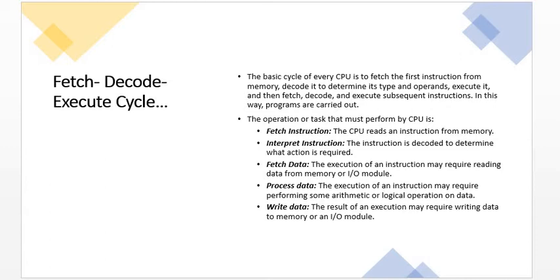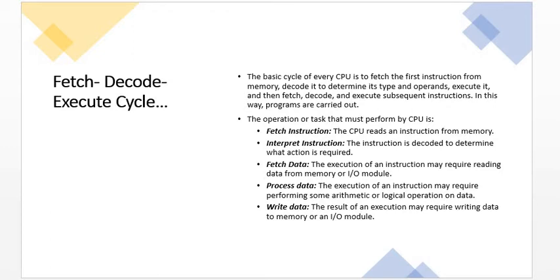So when you talk about the fetch, decode, execute cycle, or instruction execution using the fetch, decode, execute cycle, the first step is to fetch the instruction, where the CPU will read the instruction from memory. Then it goes on to the second step, where it will interpret the requirements of the instruction so that it determines what exactly is supposed to be done with the instruction.